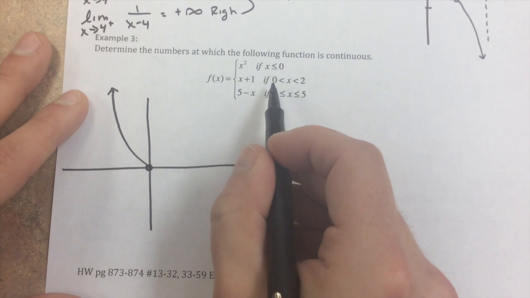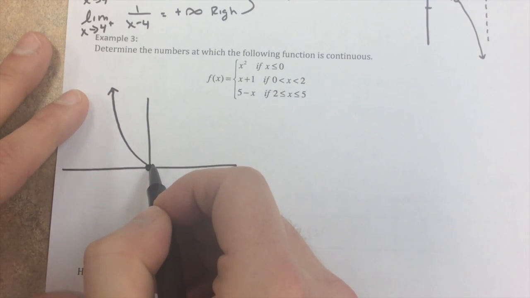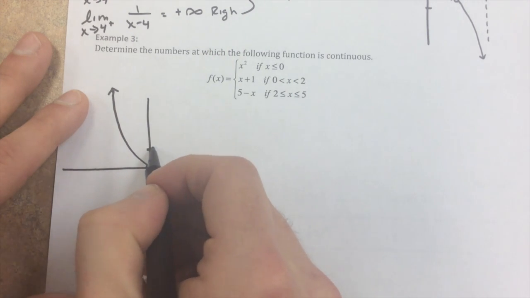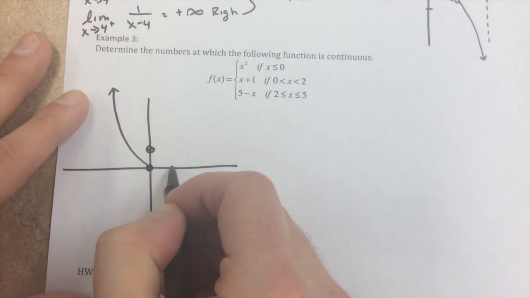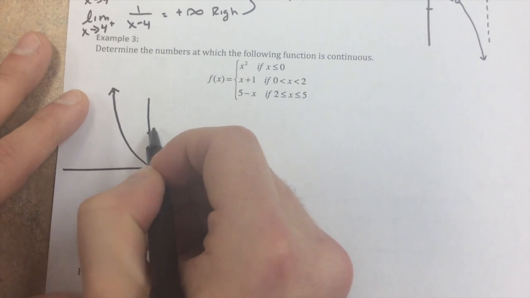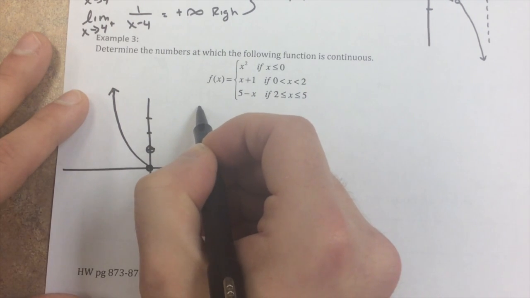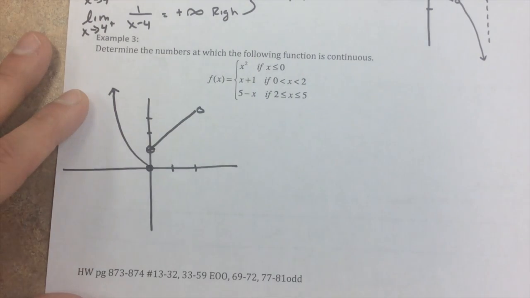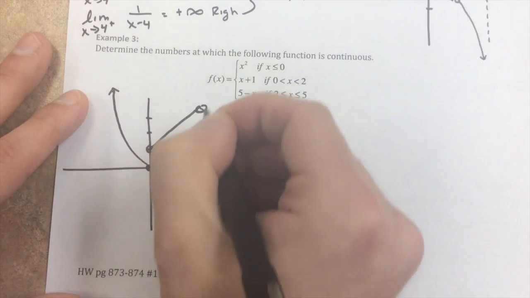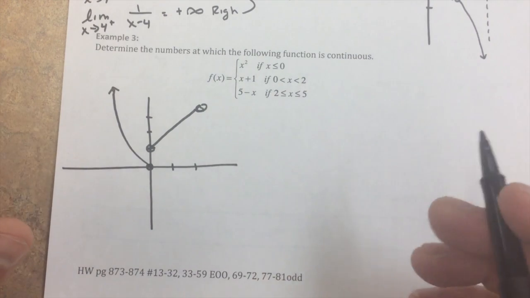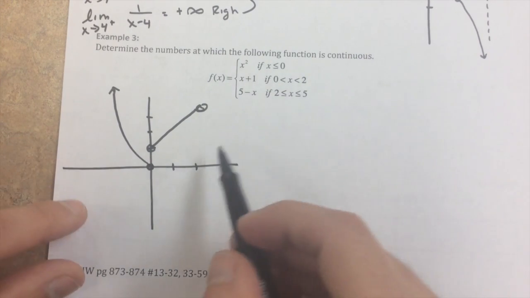X plus 1 between 0 and 2. So between 0 and 2, if I plug in 0, I get 1. So that's an open circle. And if I go out to 2, that is 3. And that's another open circle. Okay? So we see that it's already discontinuous. So we want to figure out where it is continuous, and, if we can, figure out what kind of discontinuity we have.